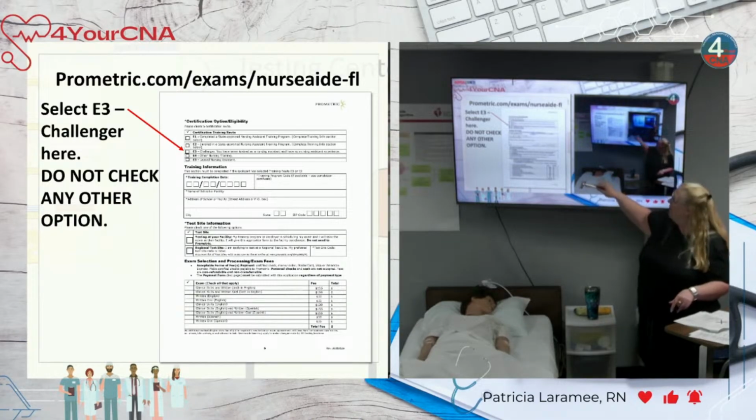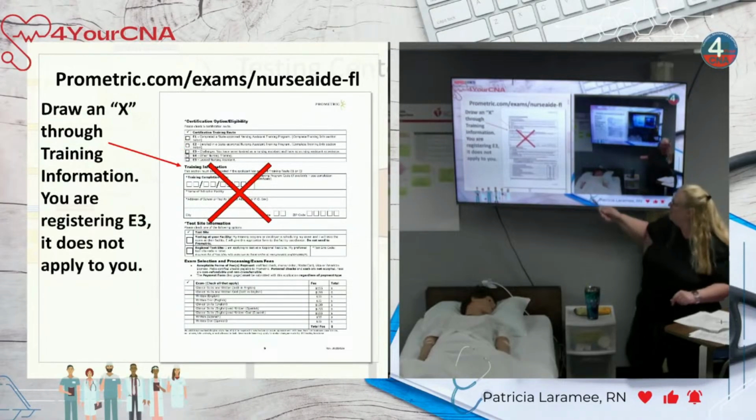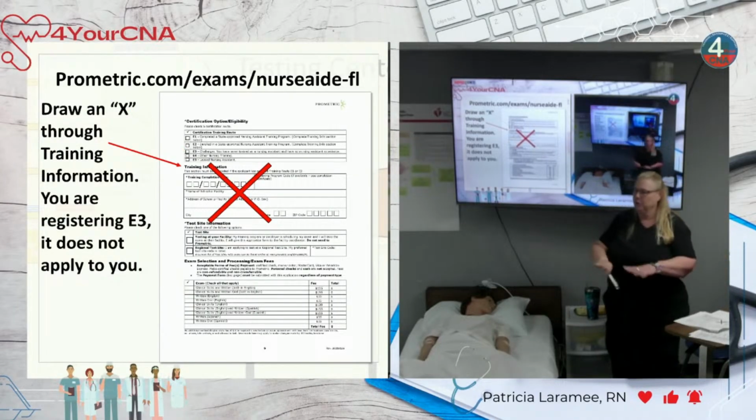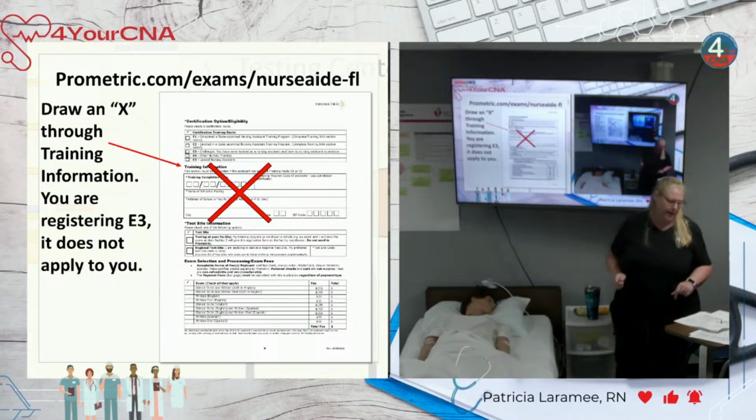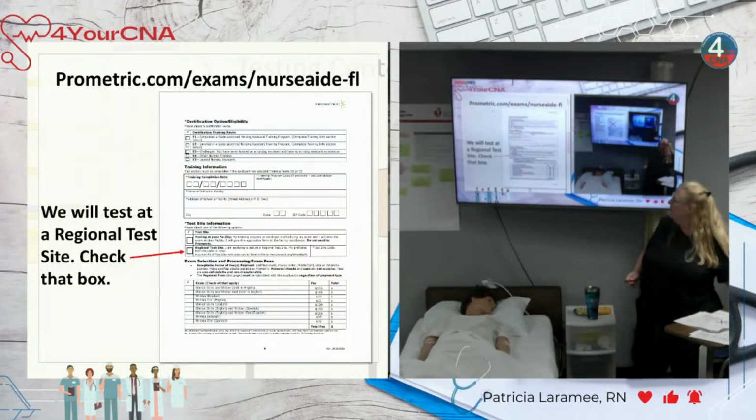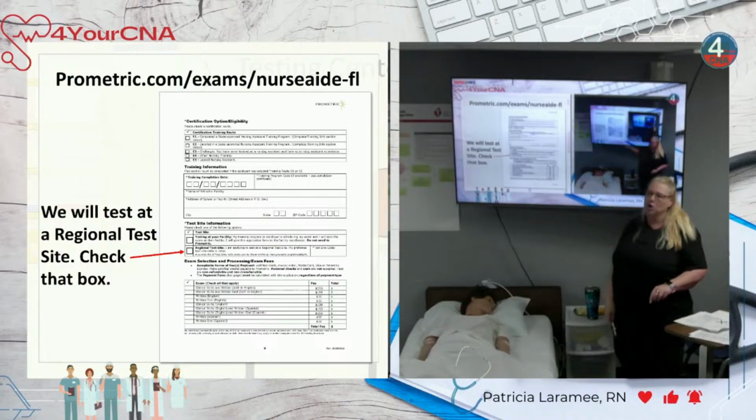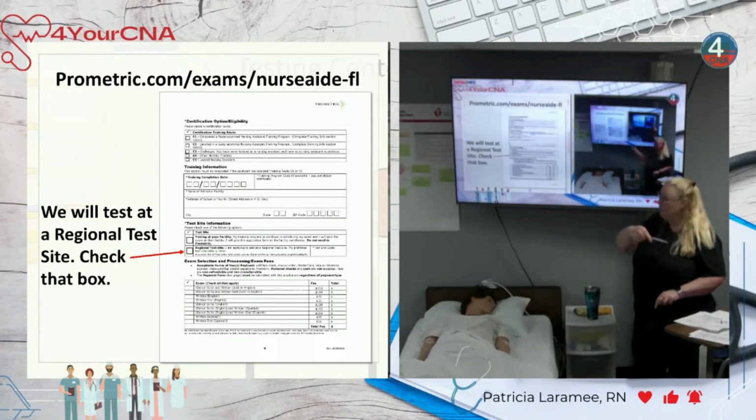And then below that, where it says training information, I've got a big X there for you. We're not filling that out. We only fill that out if we checked E1 or E2. What did we check? E3. That does not apply to us. And we're going to go down to the next section, and we're all going to test at a regional test site. I've already checked that off for you too.